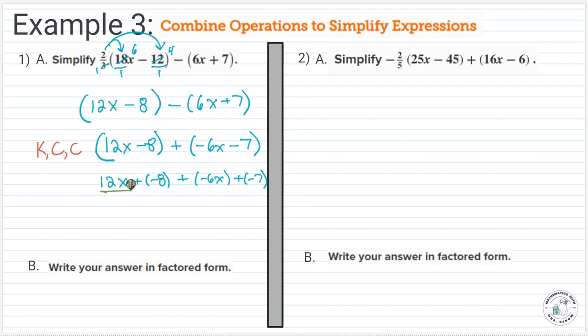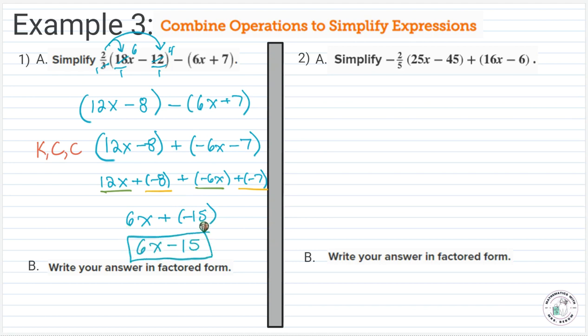So 12x and the negative 6x, and then we have a negative 8 and a negative 7. Our variable terms are going to combine to make 6x. The negative 8 and the negative 7 is going to make negative 15. And again, we're just going to clean that up and write it as 6x minus 15.